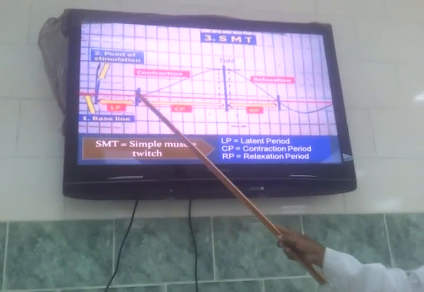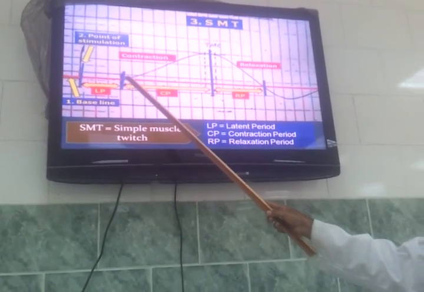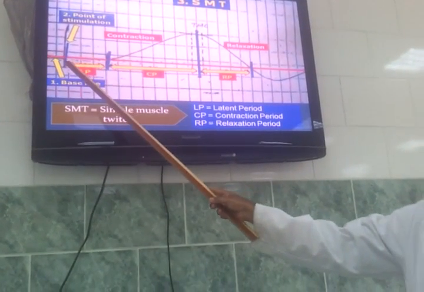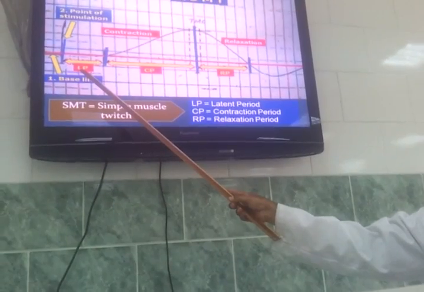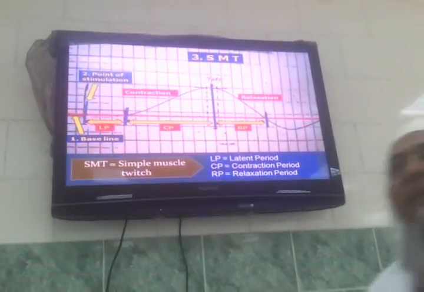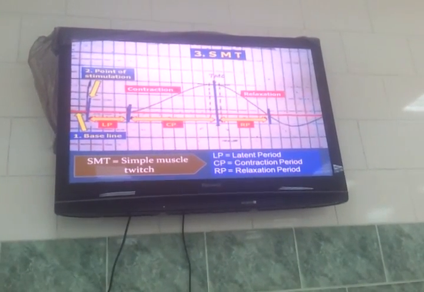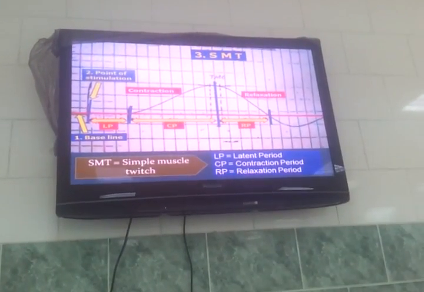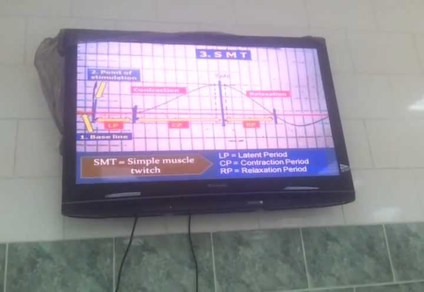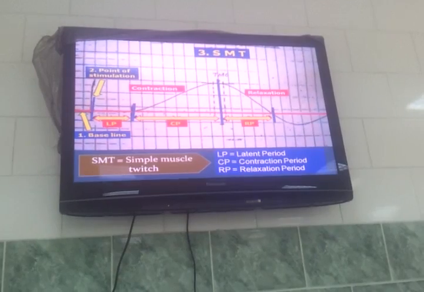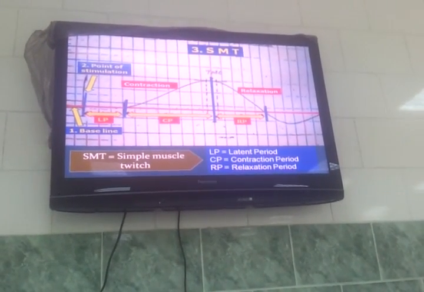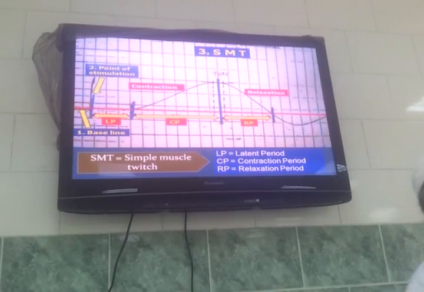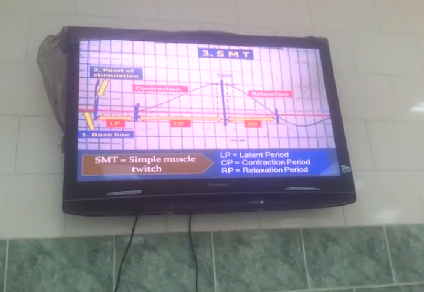As it is shown here, this is the point of stimulation. Here where the curve is separating from the baseline, a line is marked, and this period between these two is called latent period. And what is latent period? Latent period is that period during which the muscle prepares for contraction. Or you can say the time period between applying of the stimulus and the start of the muscle contraction, this gap, is called latent period.